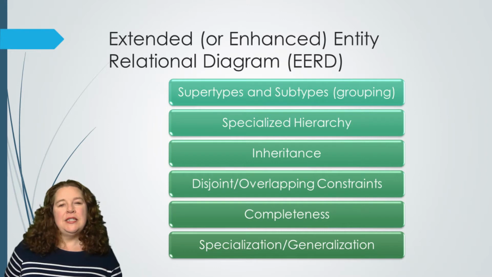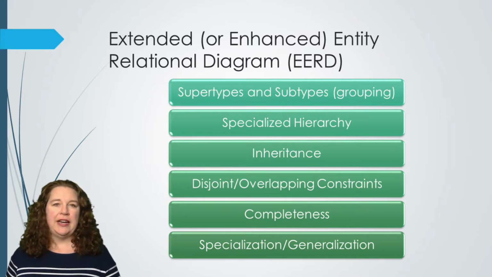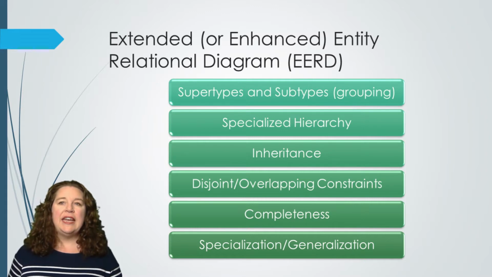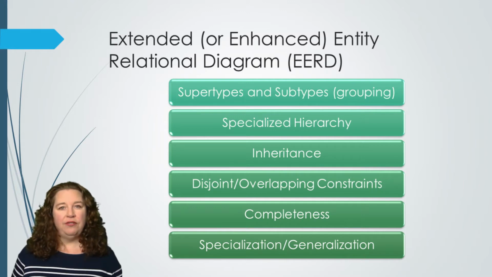There's about 6 new concepts that we're going to be adding to our entity relational diagram. And so we call them at this point an extended or enhanced entity relational diagram, or an EERD. So 2 E's in front of the relational diagram. A couple of things that we're going to be talking about. Supertypes and subtypes. We're going to be grouping some items and talking about how we can do that.